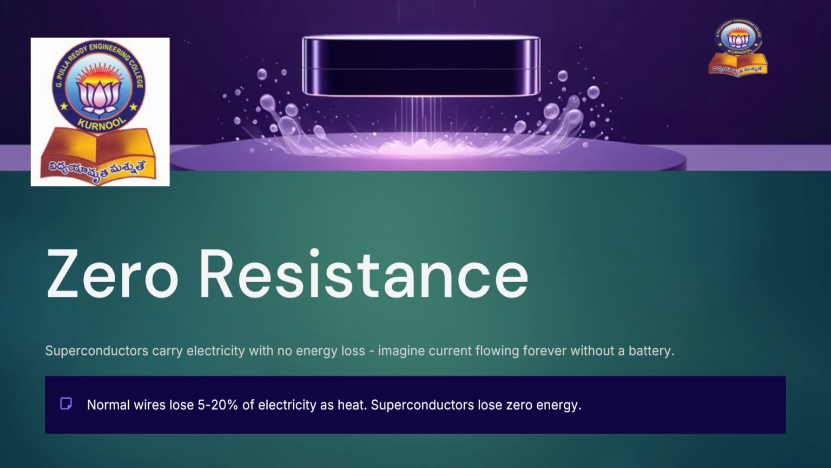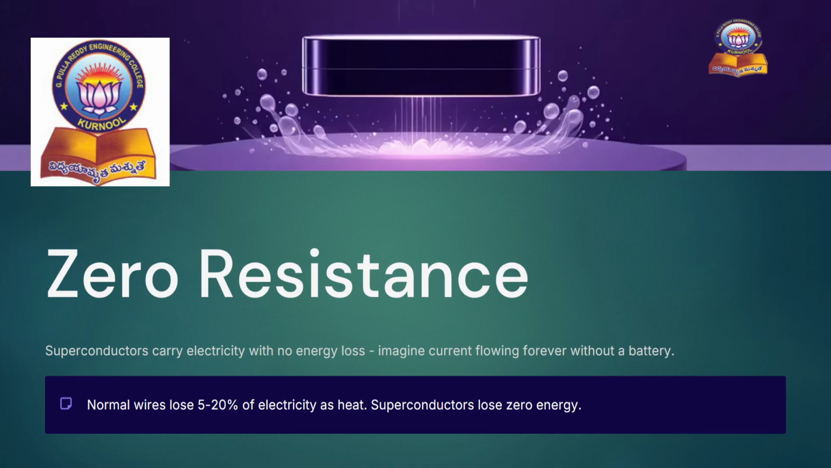This is where quantum computing promises, because of its potential to accurately and natively simulate the underlying physics of these complex systems and help scientists design new materials with the desired properties. So superconductors carry electricity with no energy loss. Imagine current flowing forever without a battery.